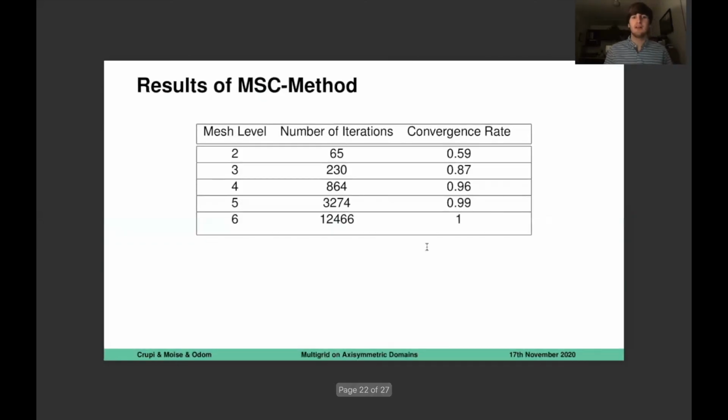So first, we applied a different iterative method as a control called the multiplicative subspace correction method. Notice that as the mesh level increased, the number of iterations it takes to converge is increasing dramatically, going from 65 all the way up to 12,466. And as the mesh level increases, so does the convergence rate.